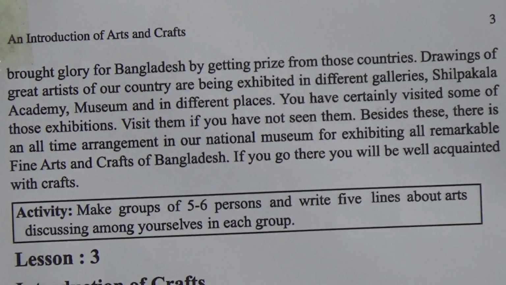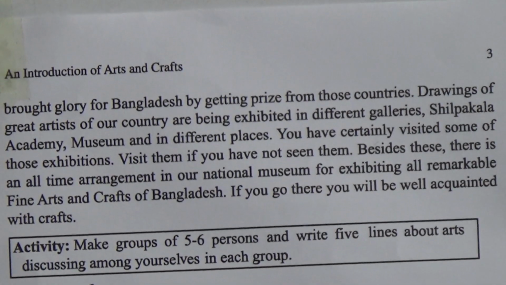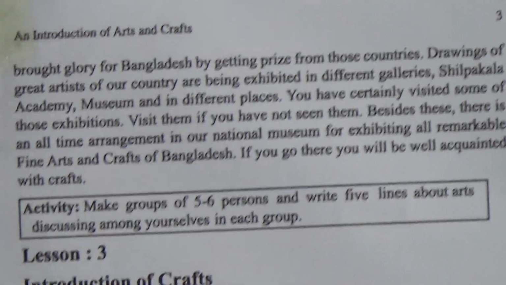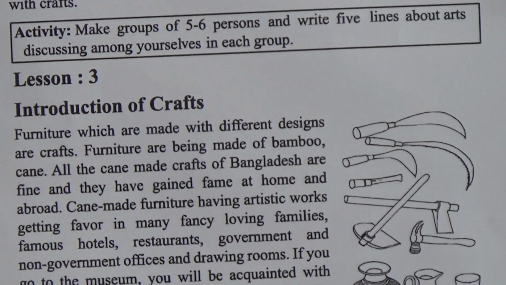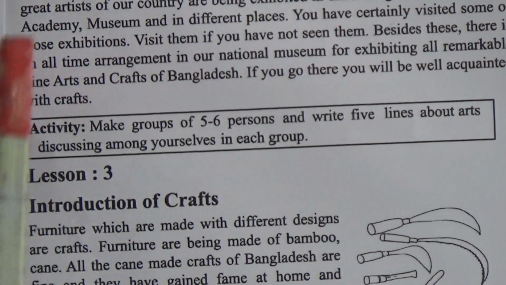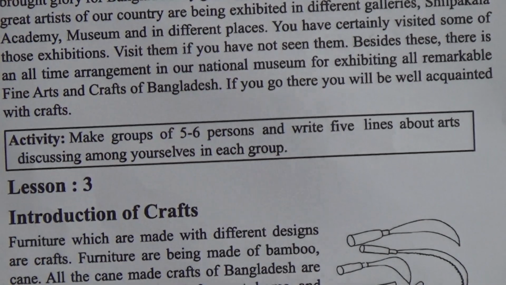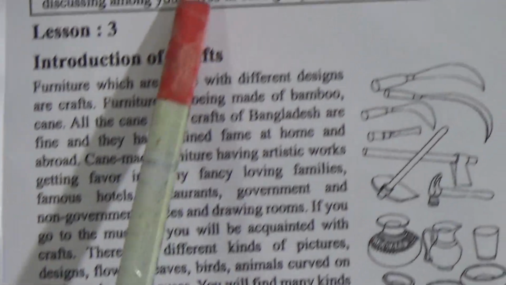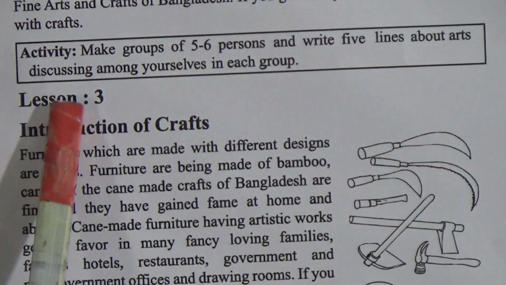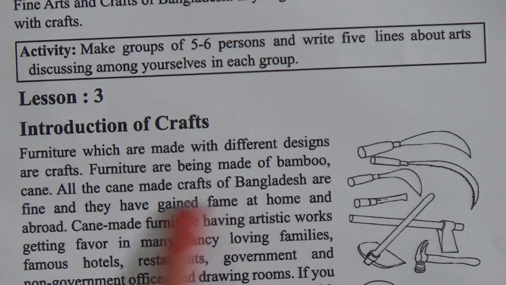So dear students, in lesson 2, we learn that a lot of children draw pictures and bring glory for our country by painting. It's a very proud thing for us. And you also can draw a lot of pictures and exhibit them in this type of gallery. Here a lot of gallery names are in your book. Activity: make groups of 5 or 6 persons, and write 5 lines about art, discussing among yourselves in each group. You must do it.